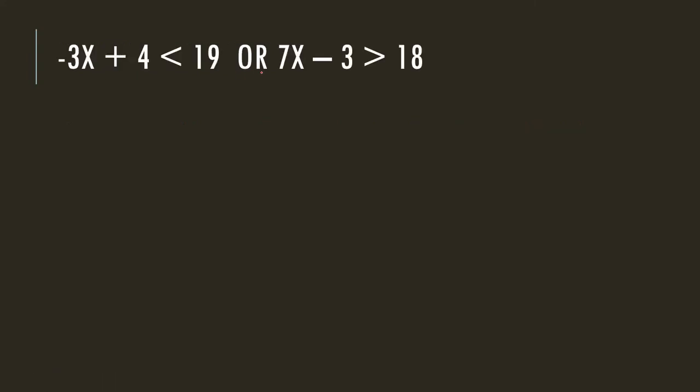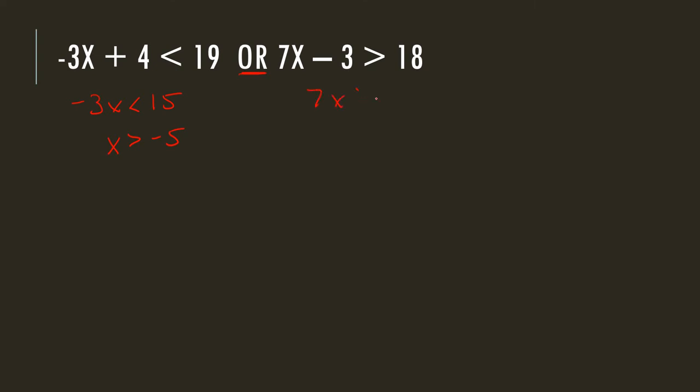OR inequalities have to be written as two separate statements. They cannot be written as one united statement because it's two separate pieces. Not both together, but one or the other. So let's solve the one on the left here. -3x is less than 15. Since I'm dividing by a negative, don't forget to switch your inequality symbol.